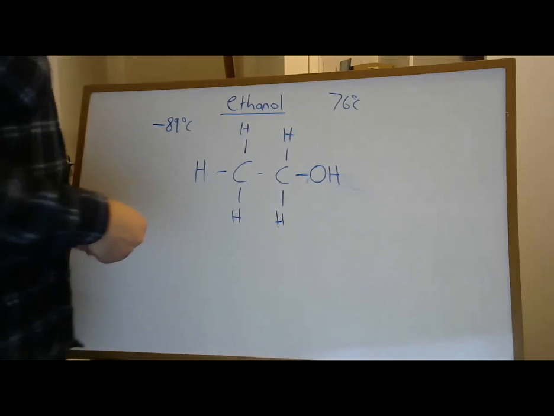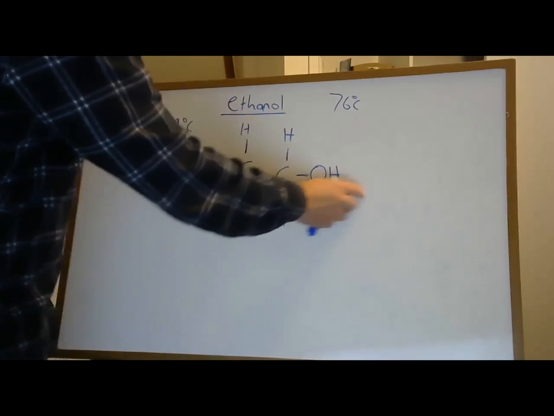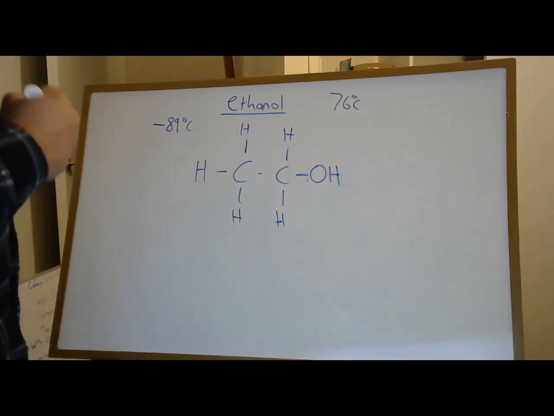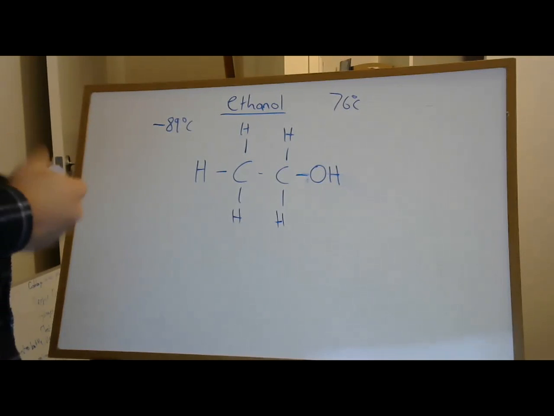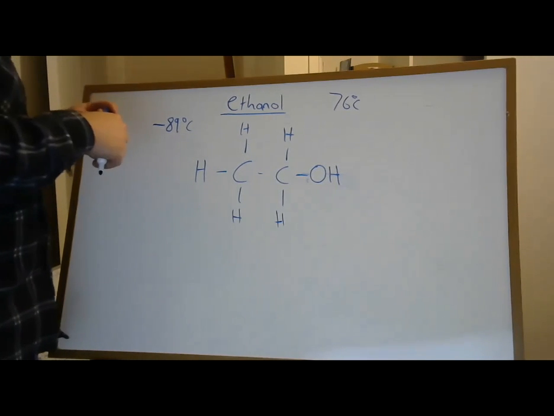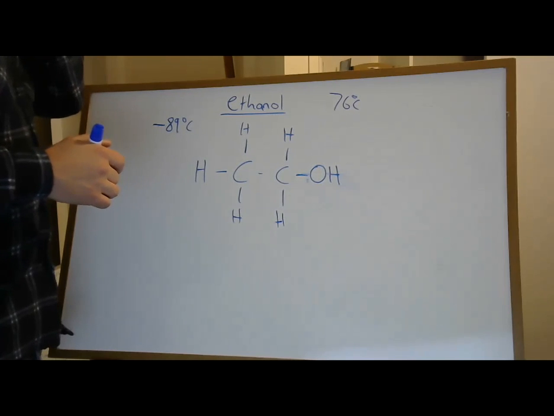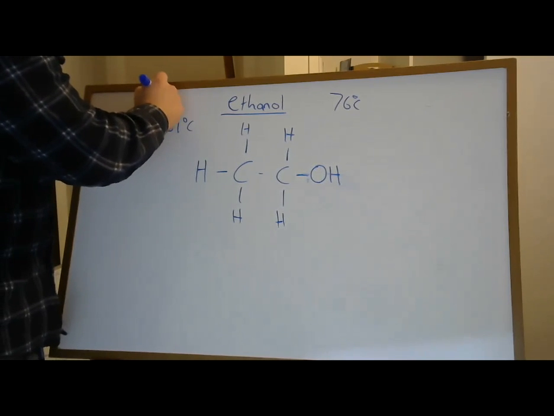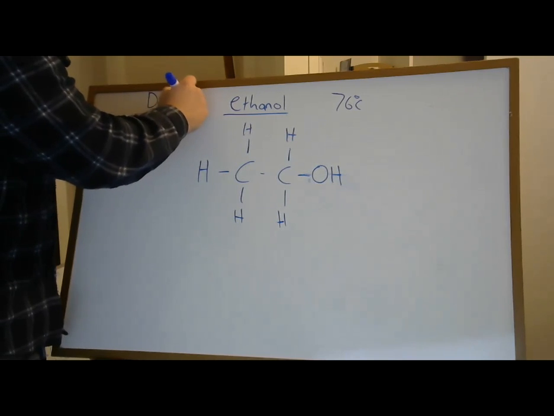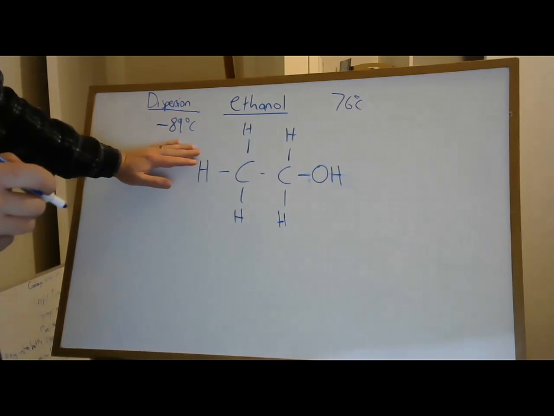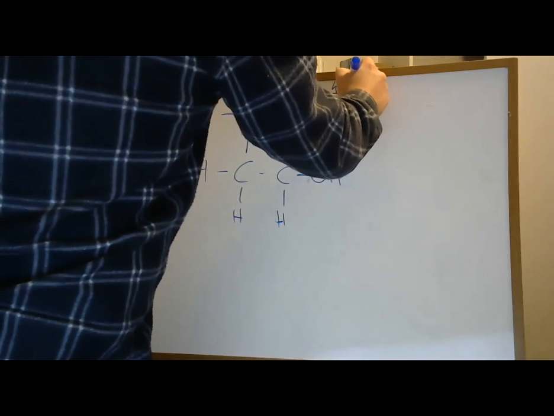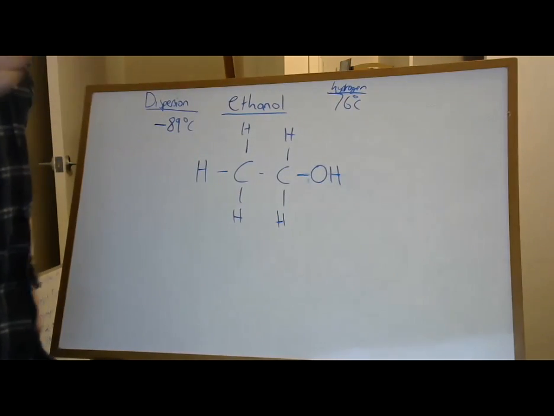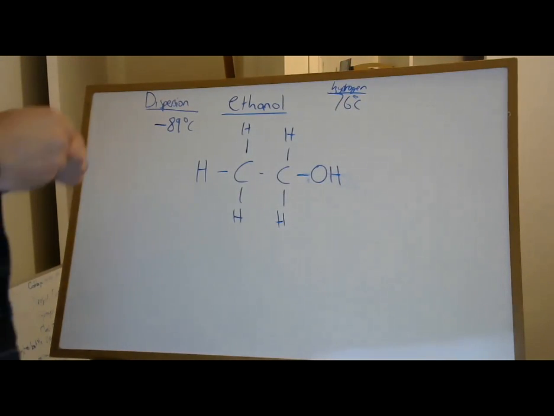So we know that ethanol has an OH group, or a hydroxyl, so we know that it can exhibit hydrogen bonds. And the difference between dispersion forces, where we have a boiling point of minus 89, and with hydrogen bonds, we have a boiling point of 76 degrees Celsius. So you can see the marked impact that the hydrogen bond will have on the boiling point.